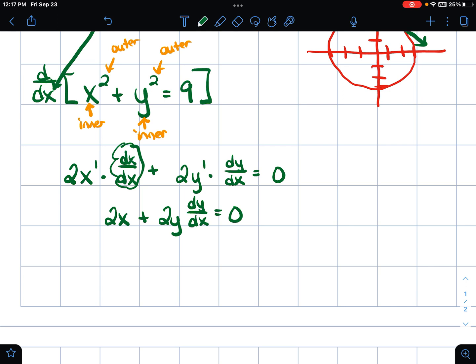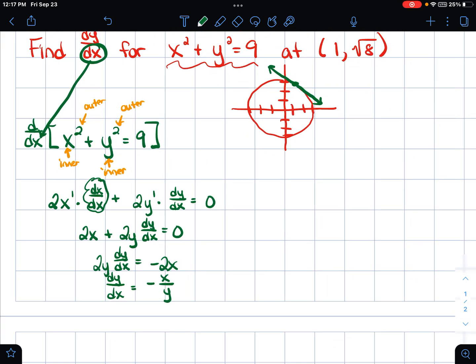Okay, the goal is to isolate dy dx, so I'm going to subtract 2x from both sides. And I'm going to divide by 2y. And when I divide by 2y, the y's will cancel each other out. So I end up with negative x over y.